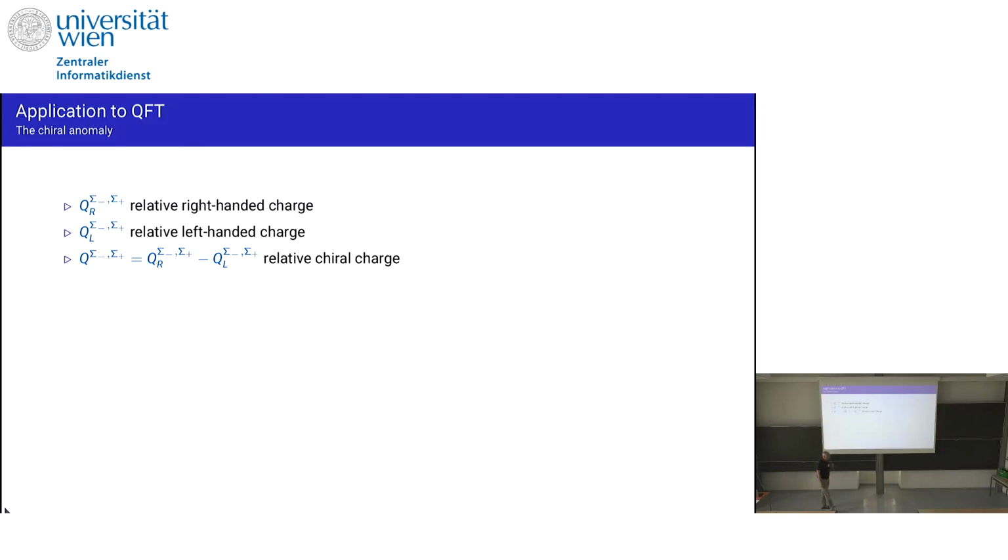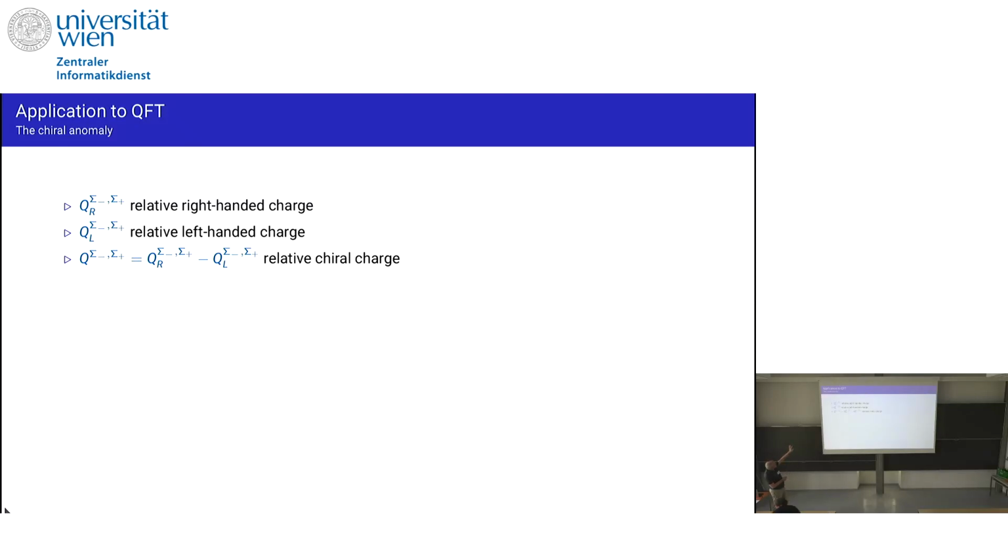And now I want to sketch an application to quantum field theory. And this concerns the chiral anomaly. So an anomaly, of course, for the physicists in the room, is when some quantity which is preserved in the classical setting all of a sudden is no longer preserved after quantization. And in this case, it's the chirality of our particles. And in the framework of algebraic quantum field theory in curved spacetime, you can make what I'm saying here mathematically rigorous.